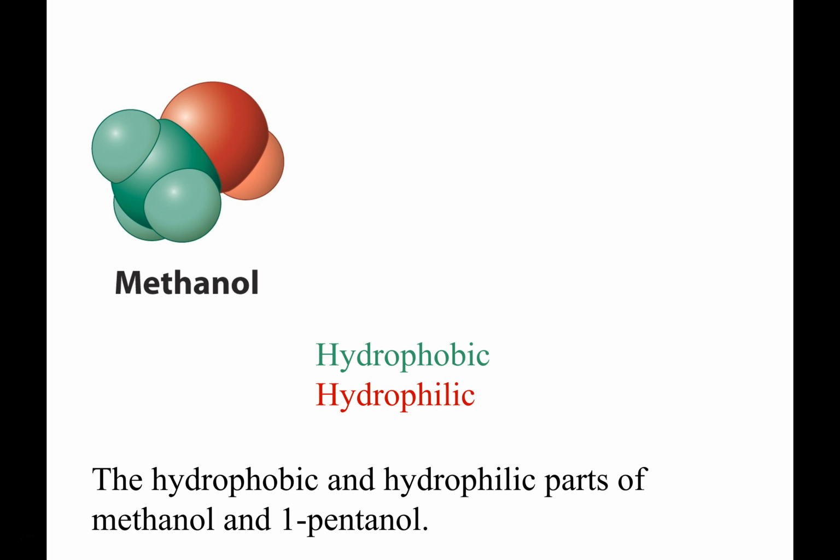This is what I was describing a minute ago. If we have a 1-carbon alcohol called methanol, this is your carbon, hydrogen, hydrogen, hydrogen, and this is your OH. Philic means to love. So this end is hydrophilic, and this end is hydrophobic. Why? Because this is the polar end, and this is the nonpolar end.